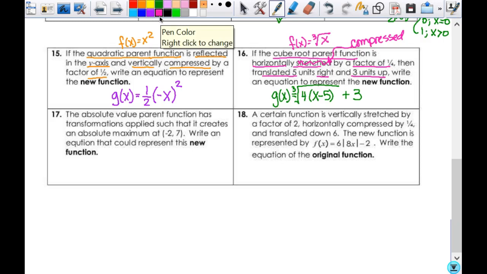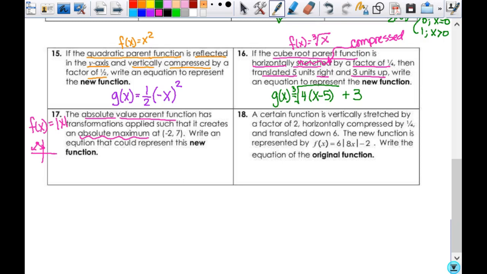All right, so then the absolute value parent function. Okay, absolute value parent function, f of x is equal to the absolute value of x. Has transformations applied such that it creates an absolute maximum at -2,7. So if I was to plot that point, -2,7 would be like right there, if I'm just going to ballpark it. Since this is the maximum, I know it has to open down like that, which means a reflection in the x-axis has happened.